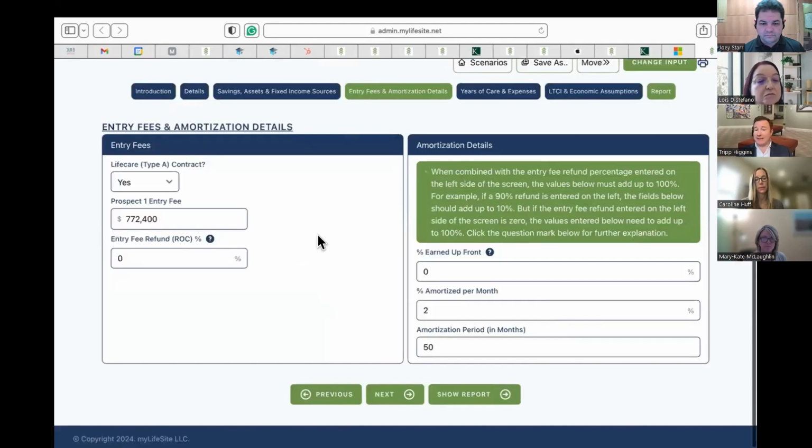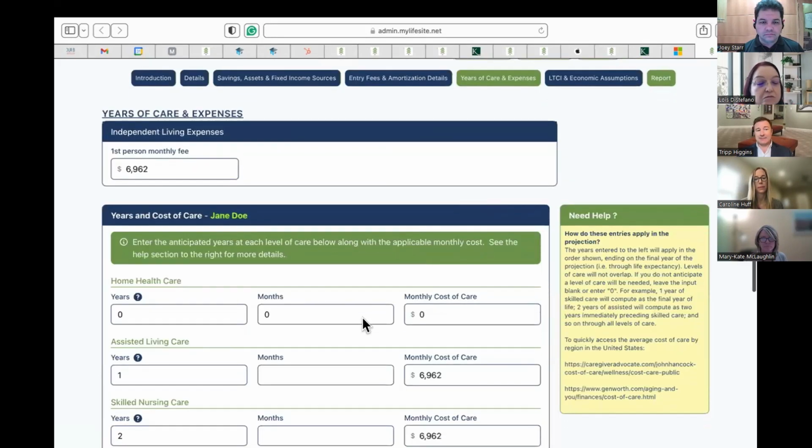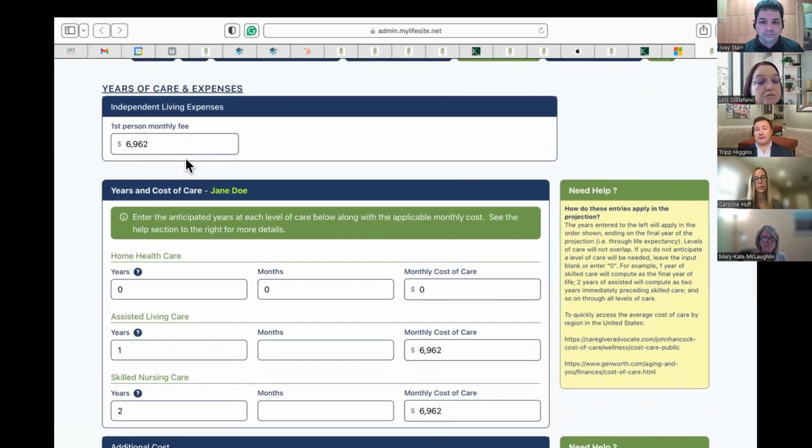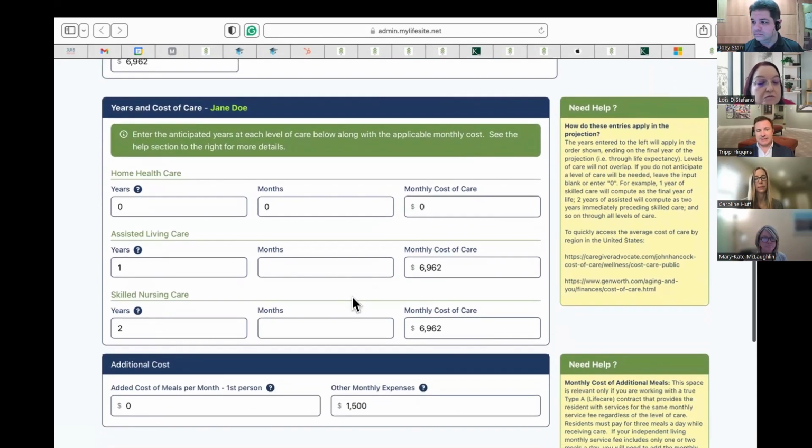Next would now be picking an apartment. I happen to pick a 1-bedroom in Den with a single person entry fee. This is their non-refundable contract, which usually is a much lower entry fee. It does amortize at 2% over 50 months. And it is a type A. Next, we'll look at the monthly service rate of just a little bit over $6,900 a month. And as you can see in assisted and skilled, that rate follows you through all levels of care.